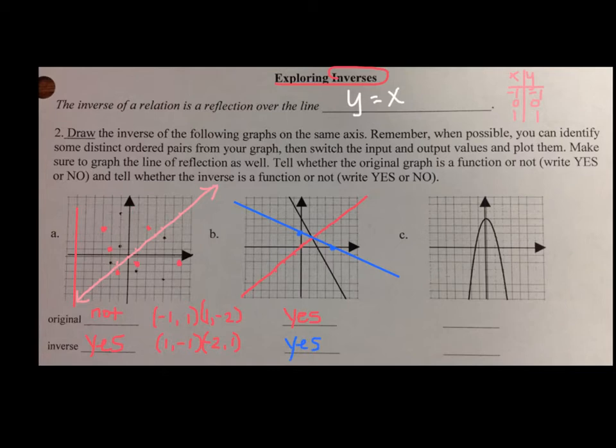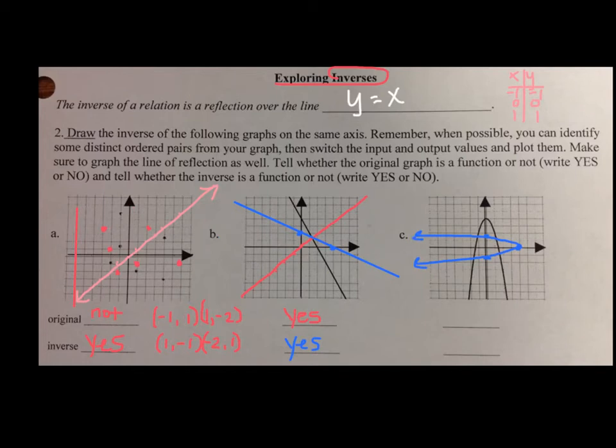Okay. All right, this guy. So let's flip a couple of these. This is 0, 4, so I'm going to make it 4, 0. This point right here is 1.5, 0, so I'm going to make it 0, 1.5. This point right here is negative 1.5, 0, so I'm going to go to 0, negative 1.5. And I'm going to connect it the best I can.